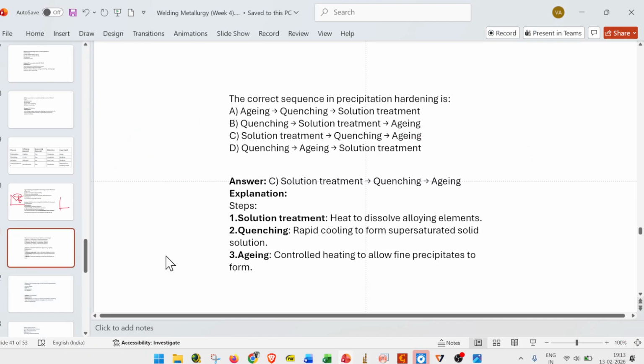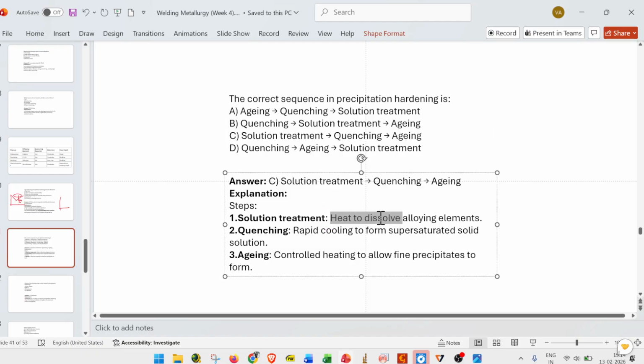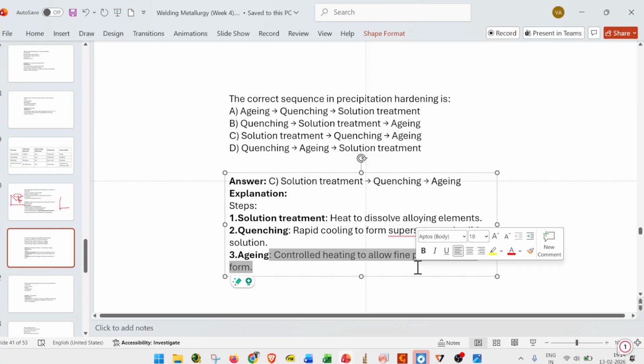Next, the correct sequence in precipitation hardening is, okay. So what is the correct sequence? First is the solution treatment, then quenching, then aging. First we do the solution treatment, that is heating to dissolve the alloying elements, then quenching, rapid cooling so that a supersaturated solution will be formed, so nucleation will form, then aging, controlled heating, allowing finer precipitate to form. Okay.